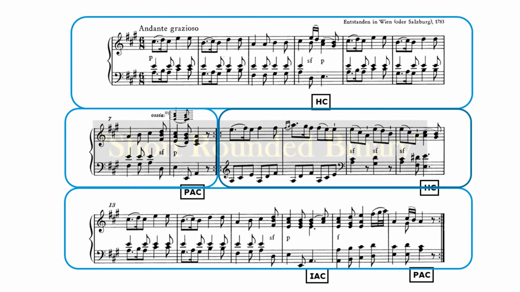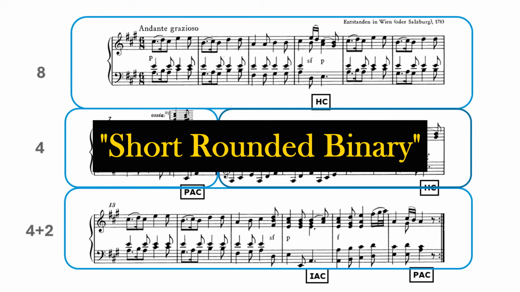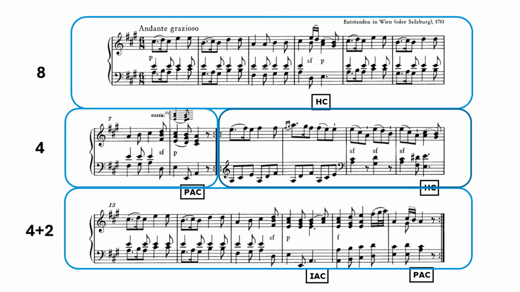This is what I call a short rounded binary form, in which the length of the contrasting middle section and the reprise of the initial theme are equal or close to half the length of the complete initial theme. Keep in mind that these names allude to the length ratio between sections, and not absolute bar numbers. For instance, this short rounded binary form has the same number of measures as the previous example, which was a long rounded binary type.